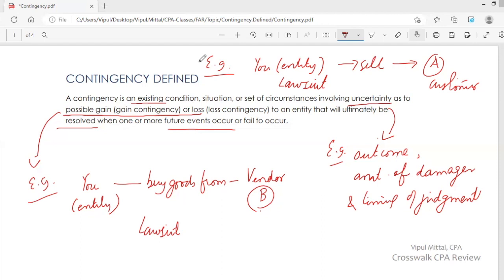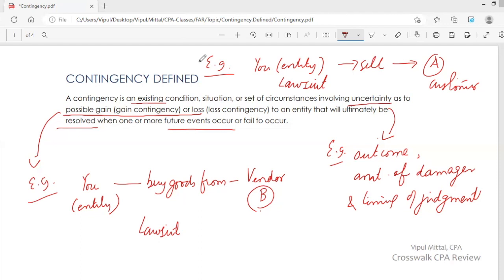All right. So what is a contingency? A contingency is an existing condition. We're not talking about a future condition. It is an existing condition, situation, or set of circumstances involving uncertainty as to possible gain or loss to an entity that will ultimately be resolved. There is an uncertainty right now, but it is not that that uncertainty will remain forever. It will ultimately be resolved.